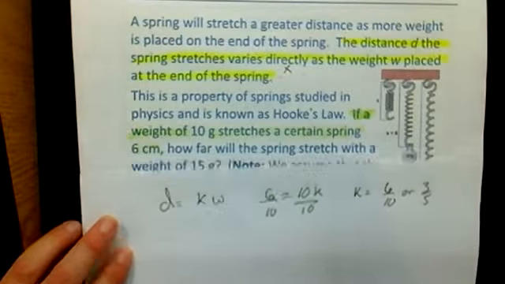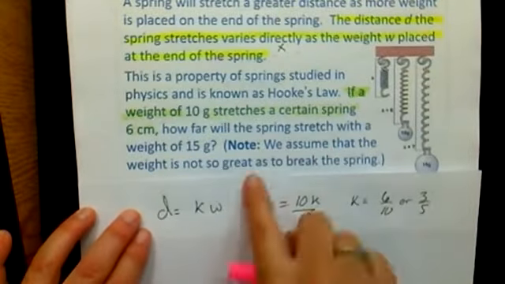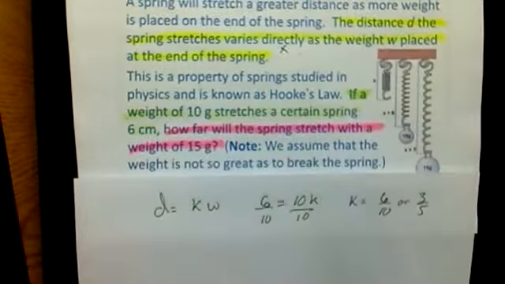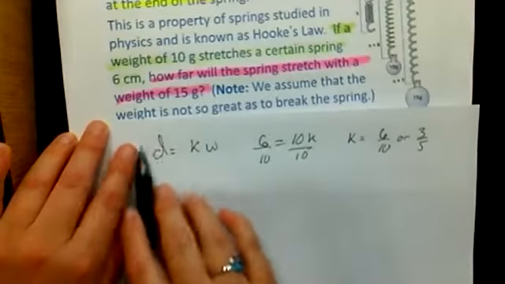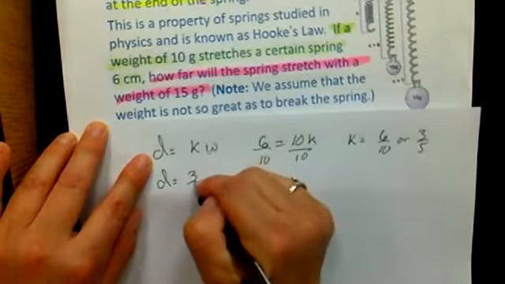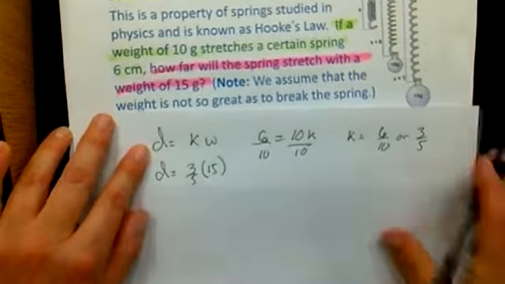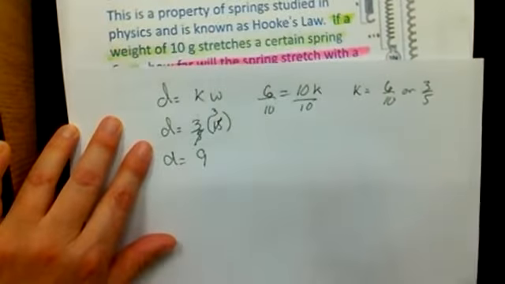Hopefully. Okay. So then if I go on and read the next one, that's my pink area. In my pink area, it says, how far will the spring stretch with a weight of 15 grams? So now I need to go back to my original and plug this part back in here. We want to know the distance when k, which I found is 3/5, is times the weight, which is 15. So if I solve this, 5 goes into 15, 3 times. 3 times 3 is 9. So I find the distance it will stretch is 9 centimeters.